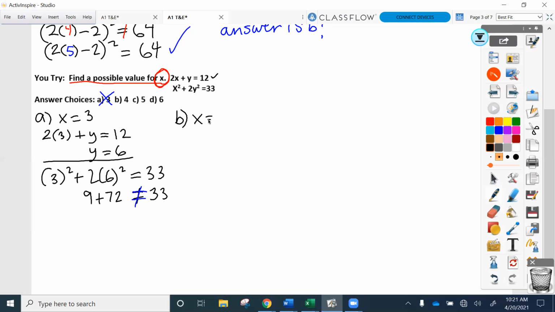Let's say x is equal to 4. Well, we'll try the first equation again up here. 2x plus y equals 12. And this time we're saying x is 4, right? This option. So this would be 8 plus y equals 12. So that means that y must be equal to 12 minus 8, which is 4. So both x and y are both 4 in this case.